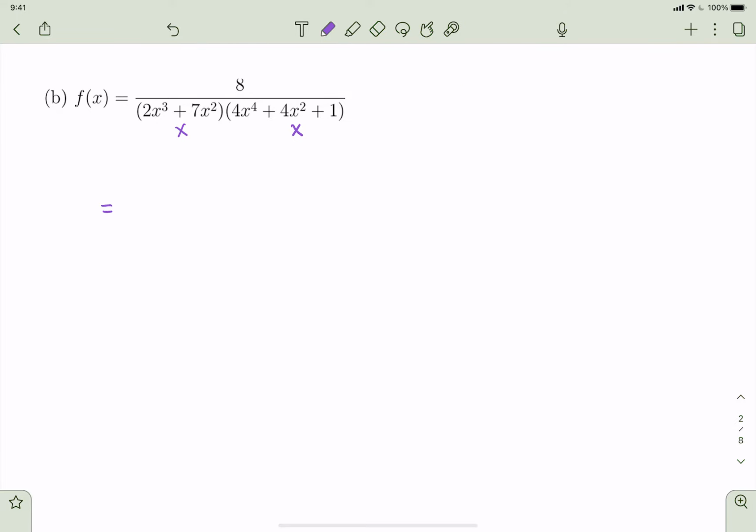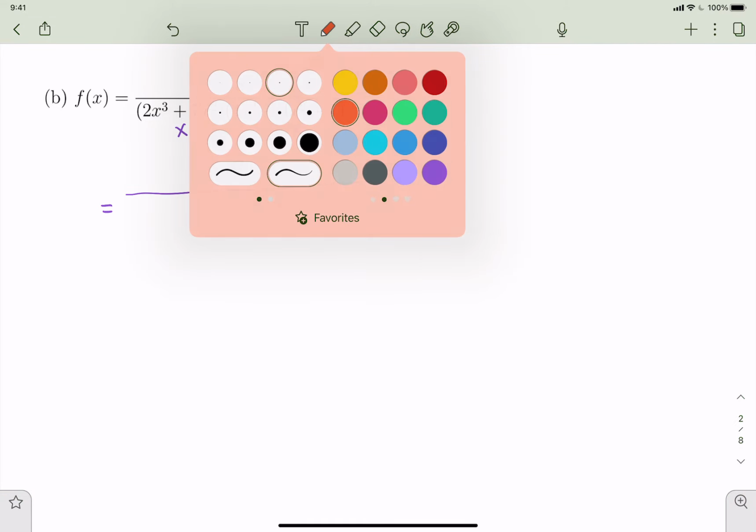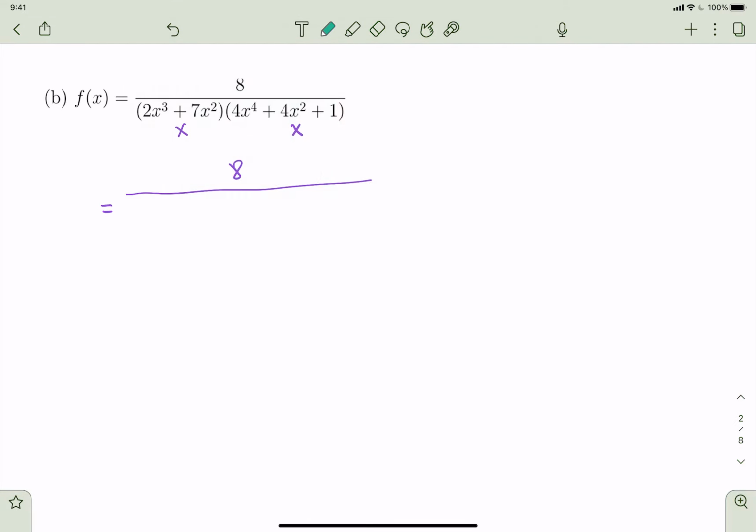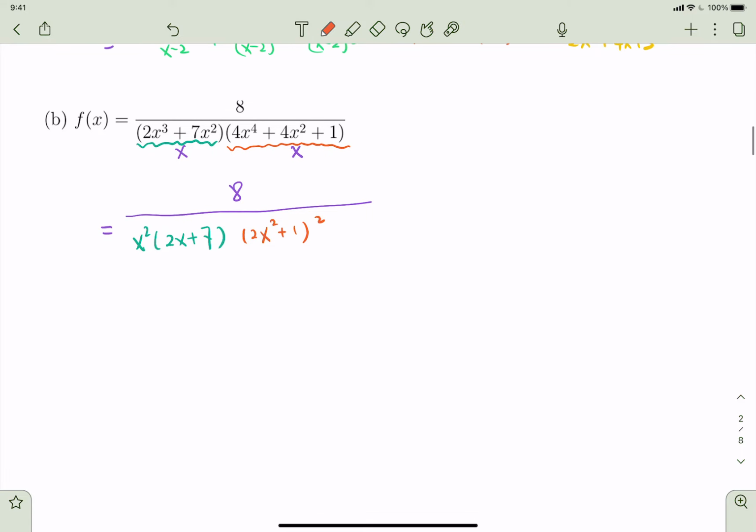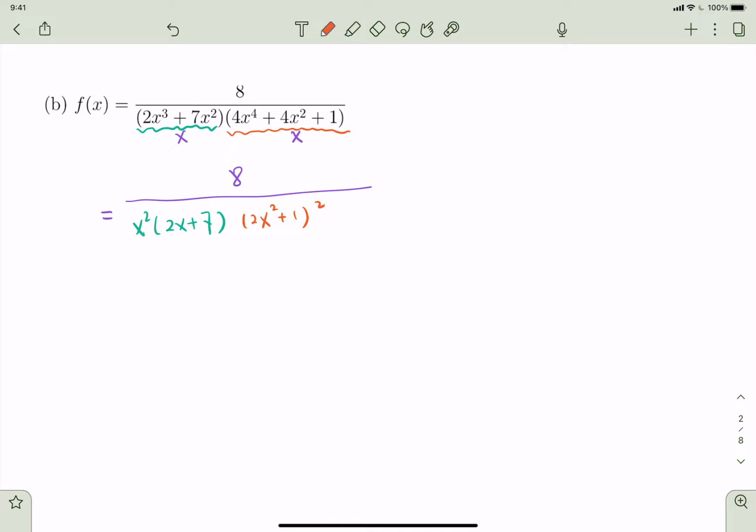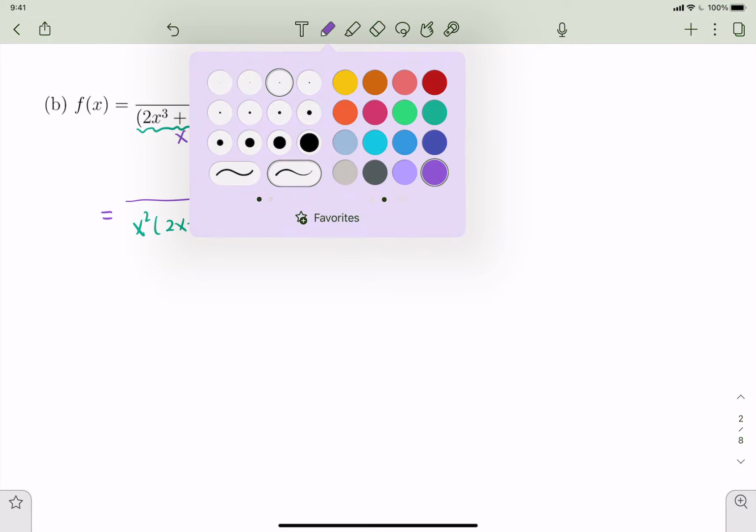So this is equal to 8 divided by, for the first term here, you can factor out x squared, and you will be left with 2x plus 7, okay? And for the second term here, it's a perfect square, so it's 2x squared plus 1 in brackets, squared. Okay. Now, after making these changes, we're ready to set up the decomposition.